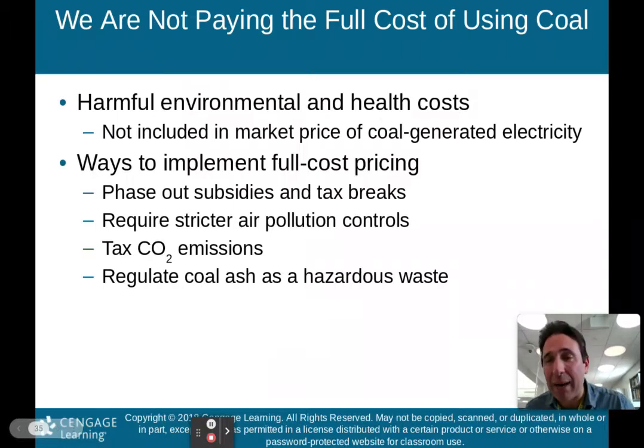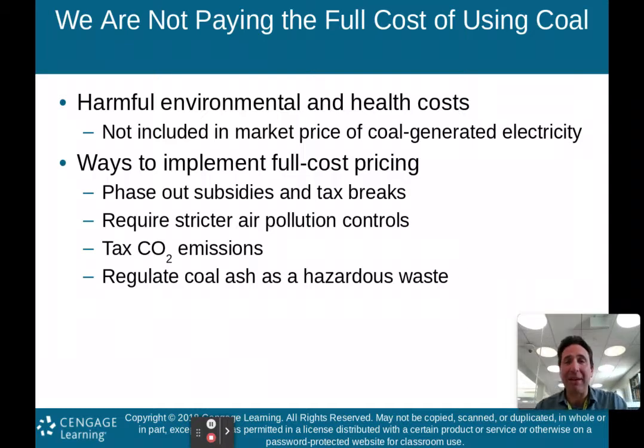And one way to do that potentially is that full cost pricing that we talk about a lot in this course. We are not paying the full cost of using coal. Harmful environmental and health costs are not included in the market price of coal-generated electricity. If they were, that coal-generated electricity would be so expensive that people would not want it and they would try to find alternatives. But we're not providing a full cost price here for coal. We're not including the environmental effects, and as a result, coal is rather cheap.